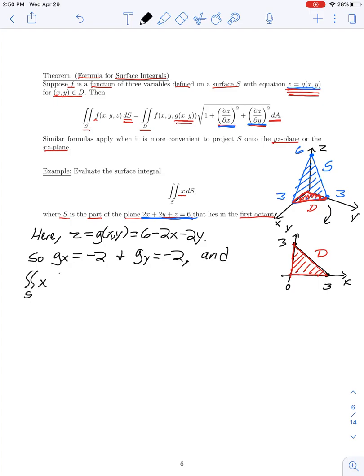So here the surface integral of x over the surface S with respect to surface area can be evaluated as the double integral over the plane region D of our function, which was just x, times the square root of 1 plus the partial derivative of g with respect to x, which was negative 2, squared, plus the partial derivative of g with respect to y, which is negative 2, squared, and then double integral in the plane with respect to area.